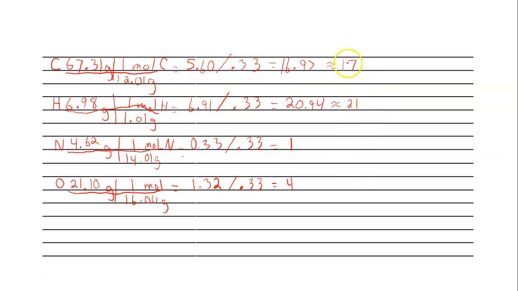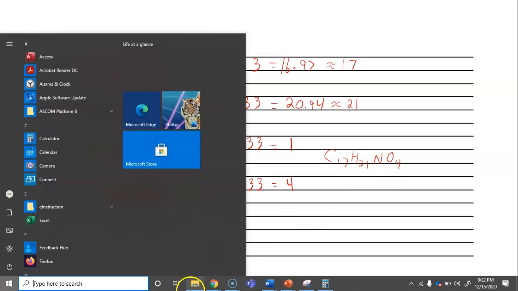Now, these numbers, 17, 21, 1, and 4, those represent the ratios of the atoms within that compound. We've done our math. We now have our formula. We're going to match that up with C17. That's how we write that one. And then H21, N1, which we typically don't write the 1. And then O4.